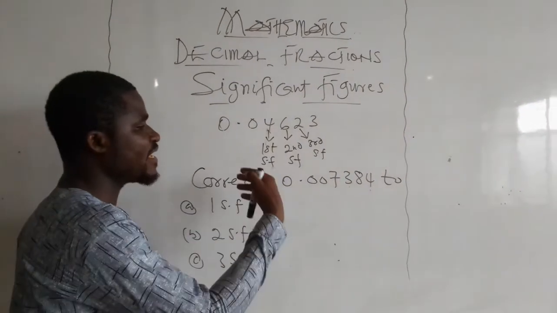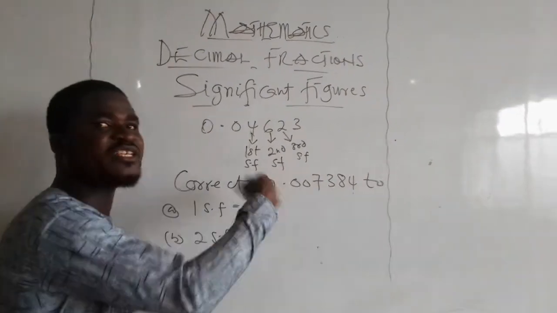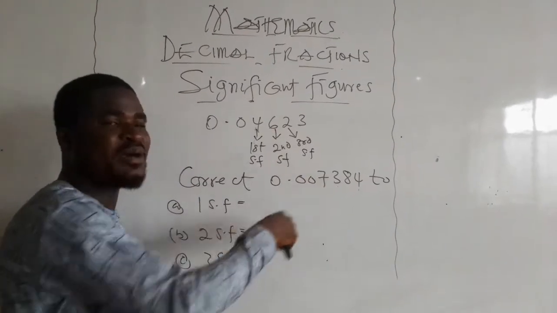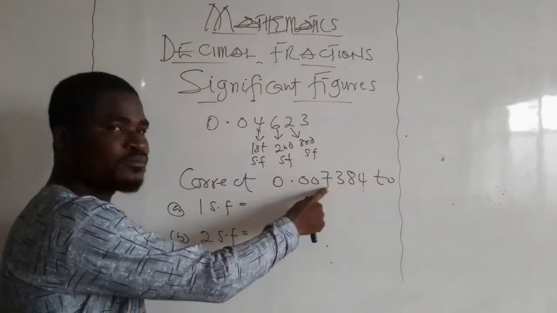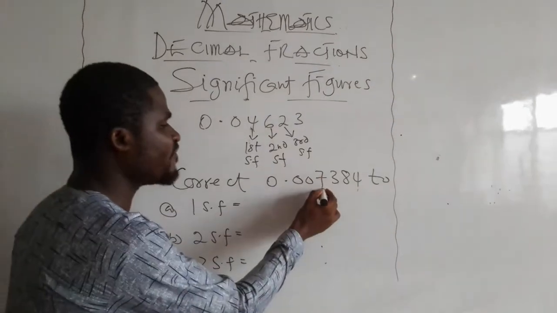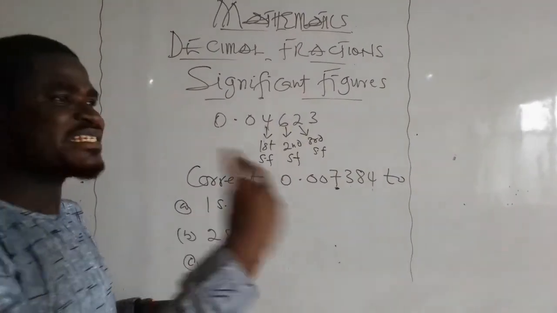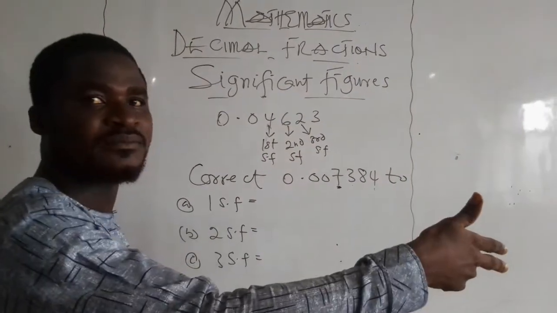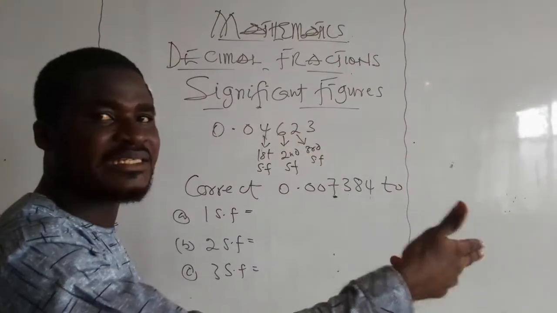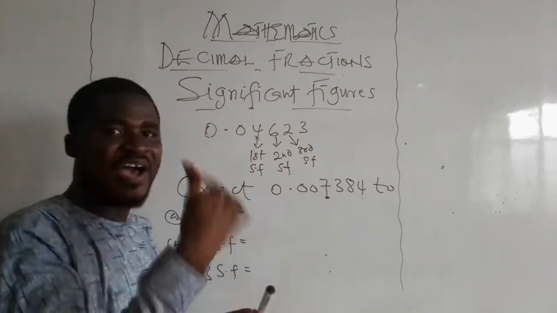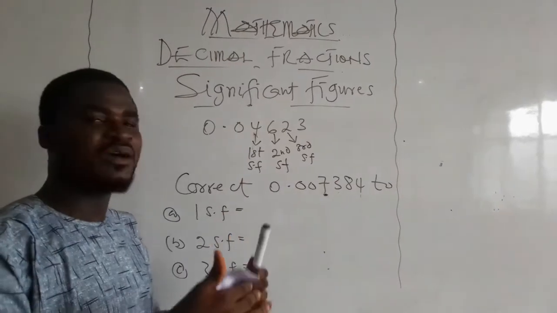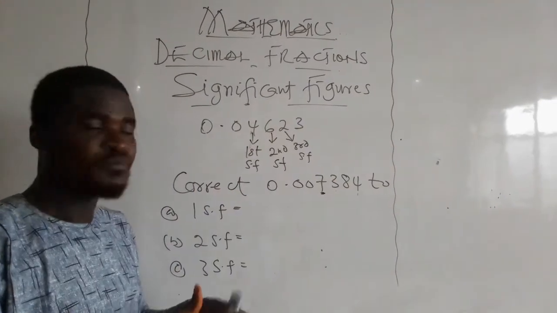Now, my first SF is the 7. That's my first real number, is 7. So my first significant figure is 7. Good. After identifying your first SF, look at the next number at your right hand side, whether it is 5 or more than 5, or if it's less than 5.